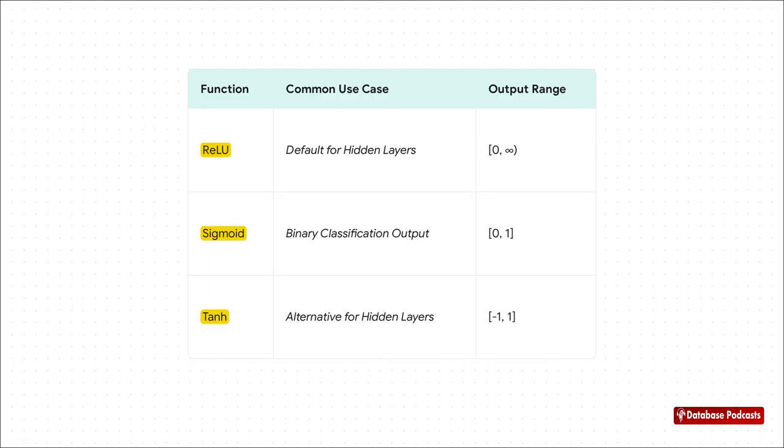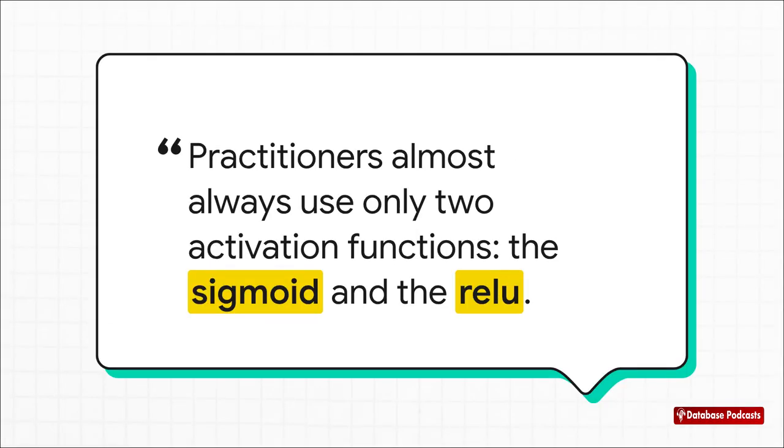Simple as that. But let's be real for a second. Even with all these different options we've talked about, here's the bottom line. In the real world, practitioners use just two functions almost all the time. ReLU for pretty much everything on the inside, and sigmoid for a binary output. That simple recipe will get you incredibly far.